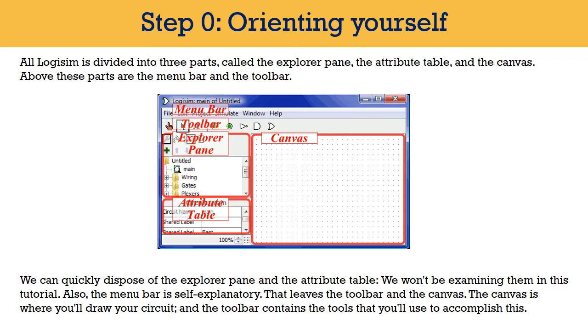Also, the menu bar is self-explanatory. That leaves the toolbar and the canvas. The canvas is where you will draw your circuit, and the toolbar contains the tools that you will use to accomplish this.